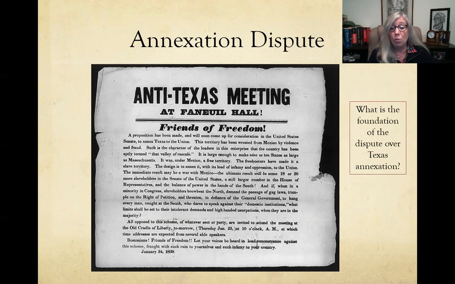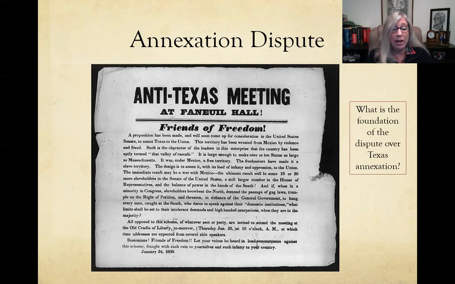The ultimate result will be some 18 or 20 more slaveholders in the Senate of the United States, because every state gets 2 senators, right? So if you get 9 or 10 states carved out of this Texas territory, then you're going to have double that number added to the Senate. Think about what that does to the balance of power. A still large number in the House of Representatives, and the balance of power in the hands of the South.